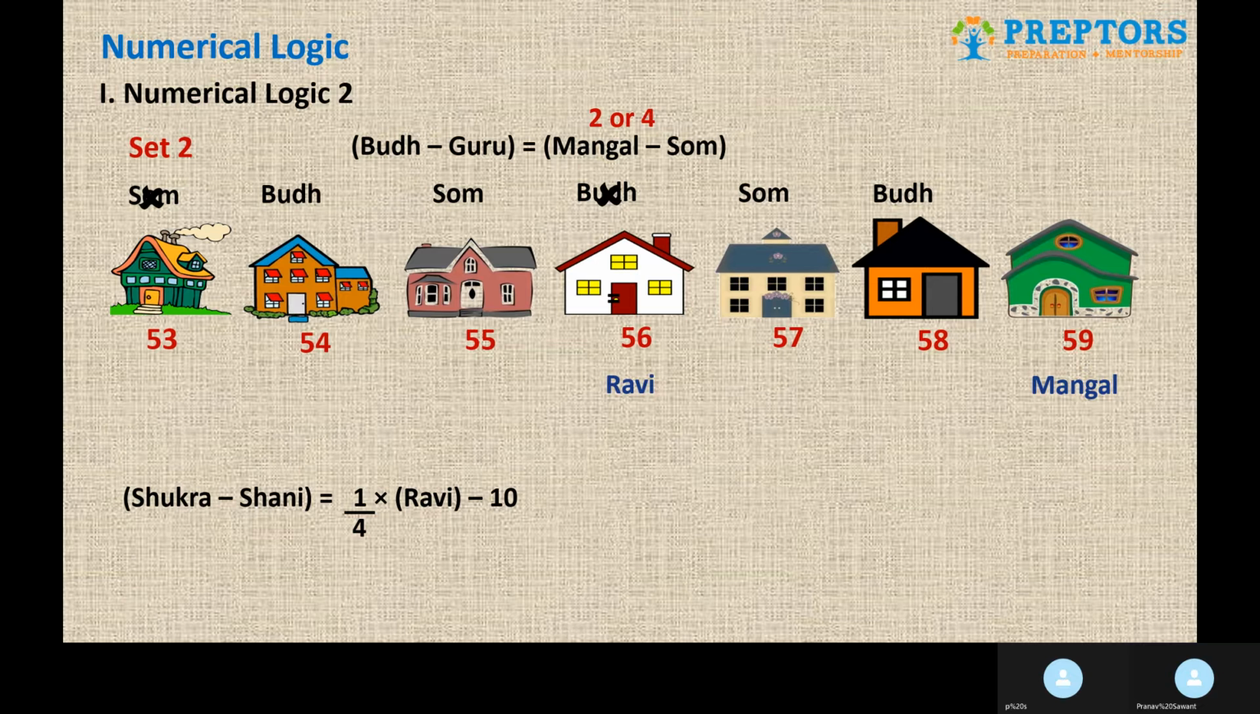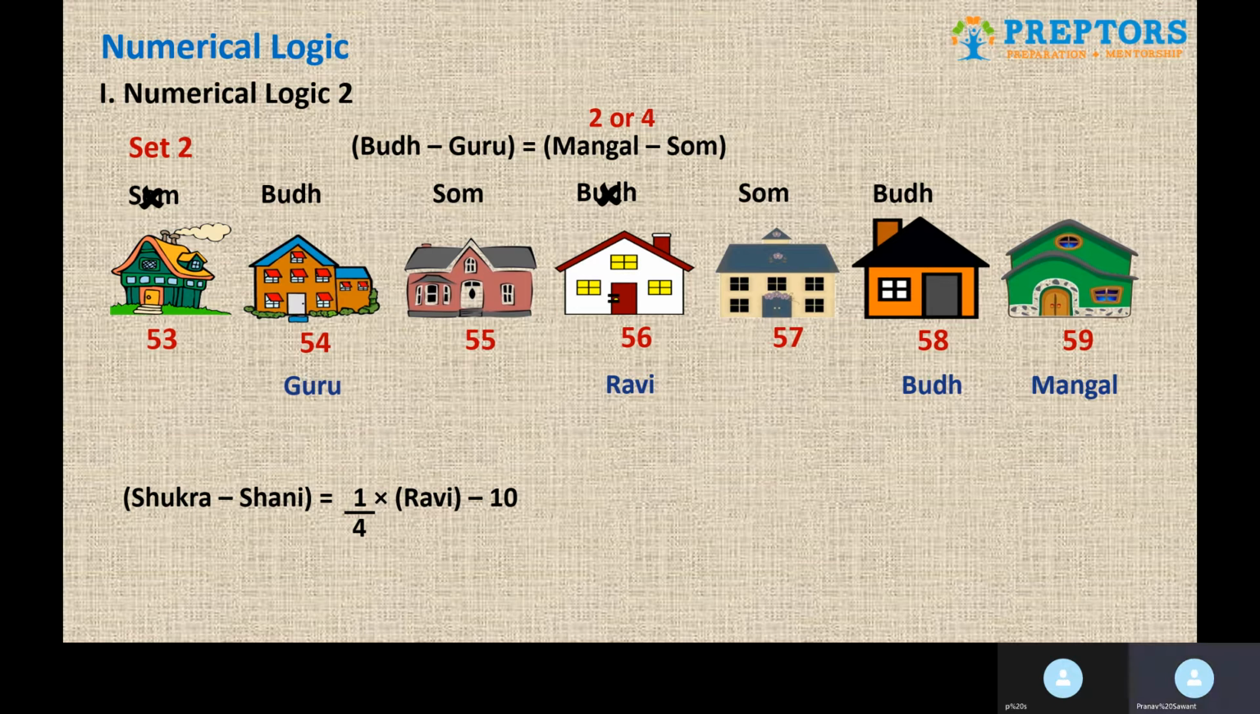Now, the difference between Mangal and Som could be 2 or 4. How? 59 minus 55, if I take Som as 55, will give me 4. And if I take Som as 57, it will give me 2. Now, if we take Budh as 58 and Guru as 54, will we get the difference as 4? Yes, we will get the difference as 4.